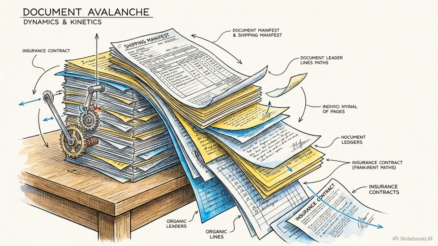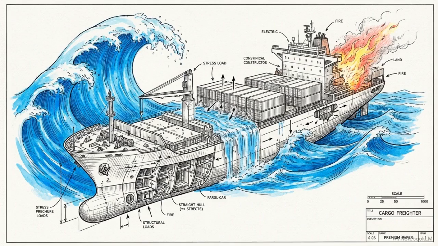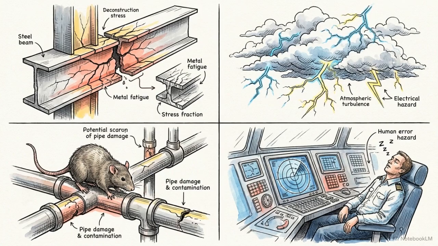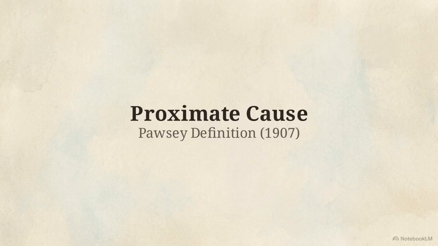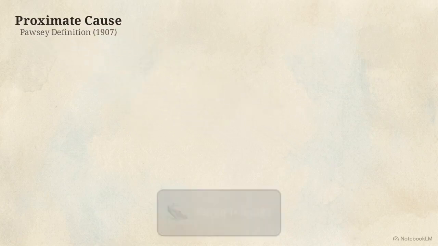indemnity pool collapses. When a marine disaster occurs, the destruction is rarely the result of a single isolated event. Structural fatigue, heavy weather, pests, and human error often act upon a vessel simultaneously. This fault tree model visualizes the 1907 Pawsey definition of proximate cause.